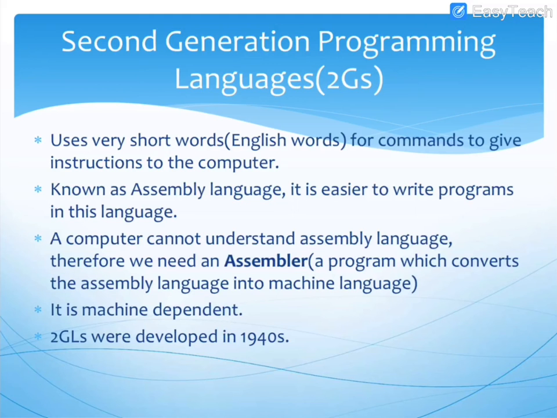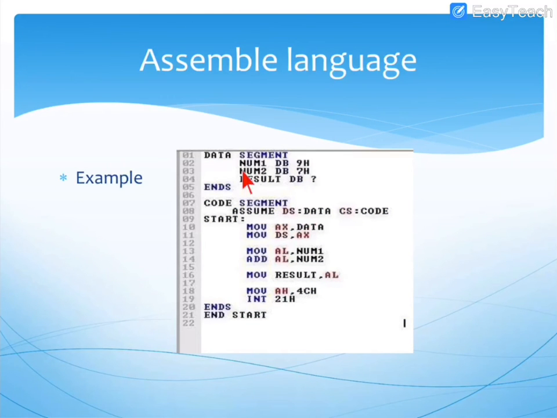So I'm going to show you an example of the second generation programming language. This is the assembly language, and this is the program for the assembly language. What does this program do? This program actually adds two numbers together. This is a very simple program, and we can say that we are using English words and English alphabets to write a program. Again, this language is not understood by a computer, so we need another program, an assembler, which converts this whole assembly language into the binary code, and that binary code is understood by the computer.